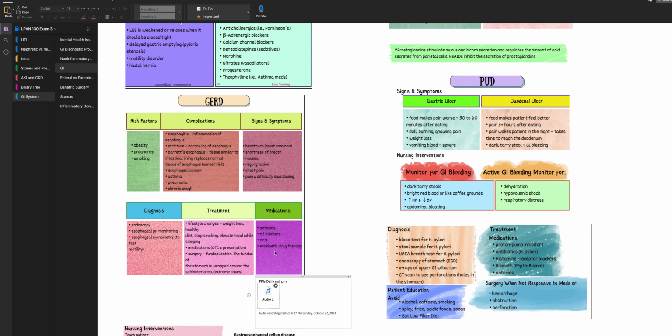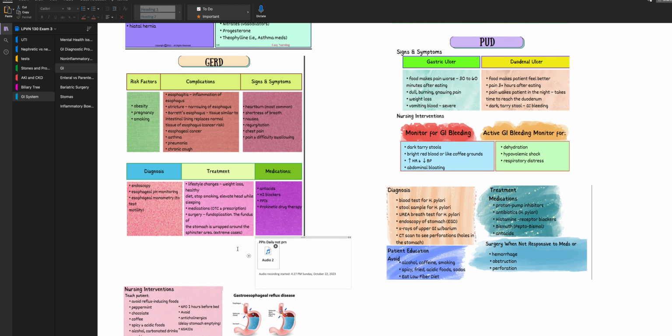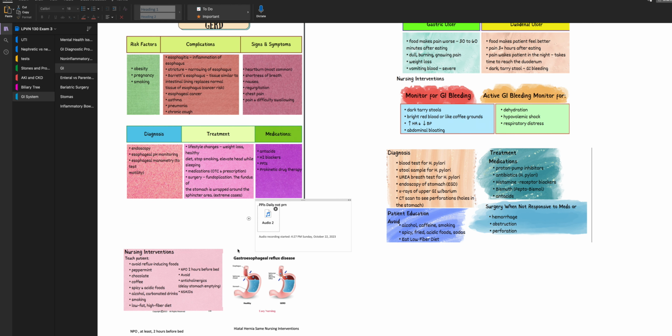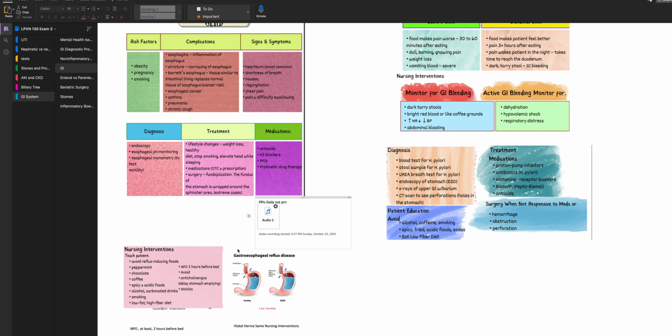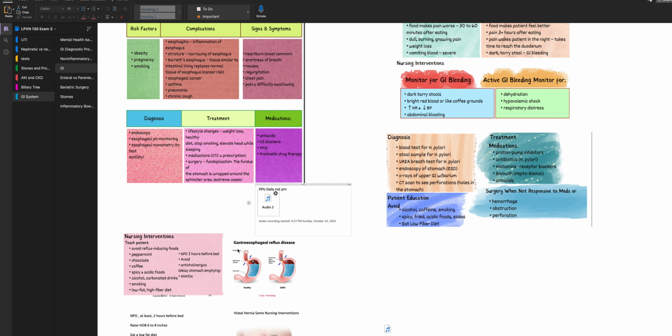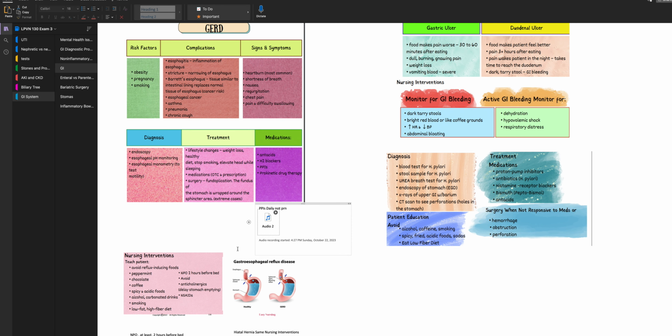So you're going to encourage lifestyle changes. They need to lose weight. They need to have a healthy BMI, right? Less than 30. They need to stop smoking. They need to elevate the head when sleeping. And in all these disorders, gastritis, GERD, when I talk about peptic ulcer disease, you want the patient to stop eating spicy foods. Stop taking NSAIDs. Stop drinking alcohol. Stop drinking coffee on an empty stomach. Anything that's irritating to the gastric mucosa, you want to stop.